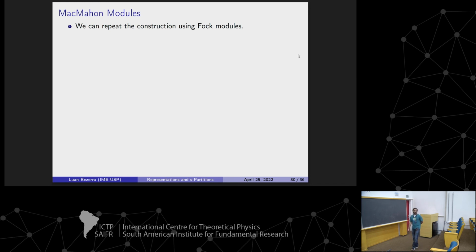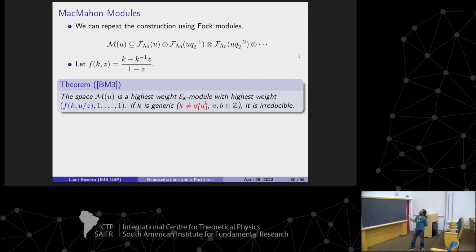And once I have these level one modules, I can iterate this construction, but now it gets easier because I don't have to mix two types of modules as I have to do in the super case. So in the even case, just the V's is sufficient. In the super case, I have to do this V and W at the same time. But now, if I want to do this again, I can consider the same module, but notice that the q_2 powers are decreasing now. This changes the conditions on repetition. And so if I consider almost the same construction inside of this infinite tensor product here, what I get is a highest weight toroidal module with this highest weight where F is this function here. And I have freedom to choose whatever K I want. If K is generic, we know that this module is irreducible.